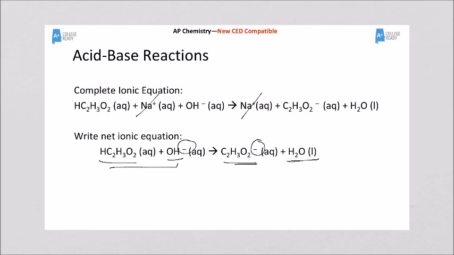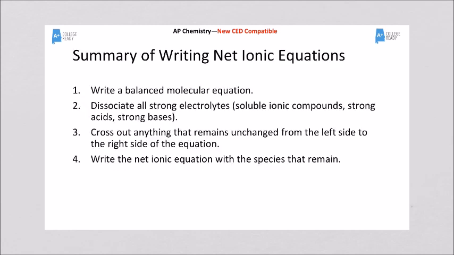So charges and atoms must be balanced. So here's just a summary, just to help you, hopefully, be very successful with writing net ionic equations. It's a good idea to write that double replacement or balanced molecular equation. Dissociate strong electrolytes. Remember that stuff: that's a soluble ionic compound, strong acids and strong bases only. Weak acids and bases, we're going to leave as whole molecules.